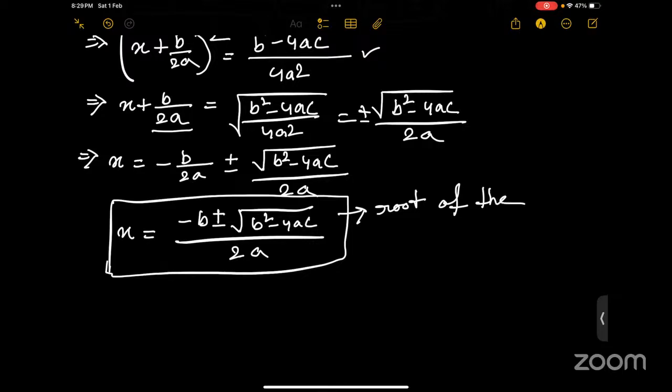This is a fixed format for every question of the completing the square method. Ma'am, please take an example of the fixed formula. Yeah, sure.